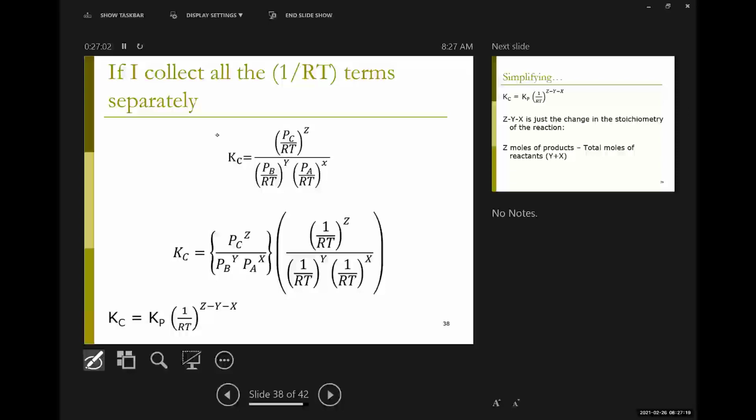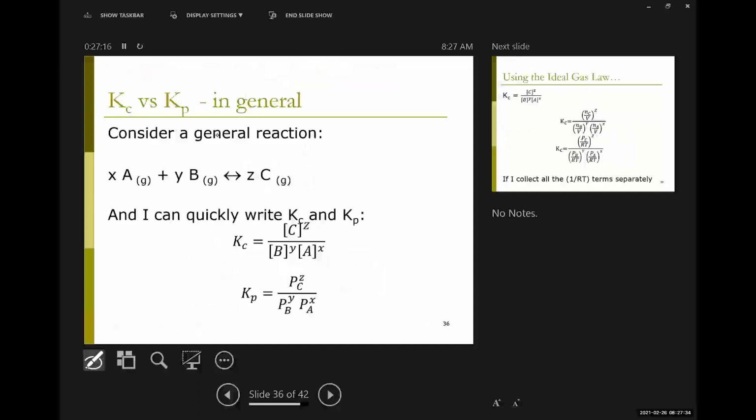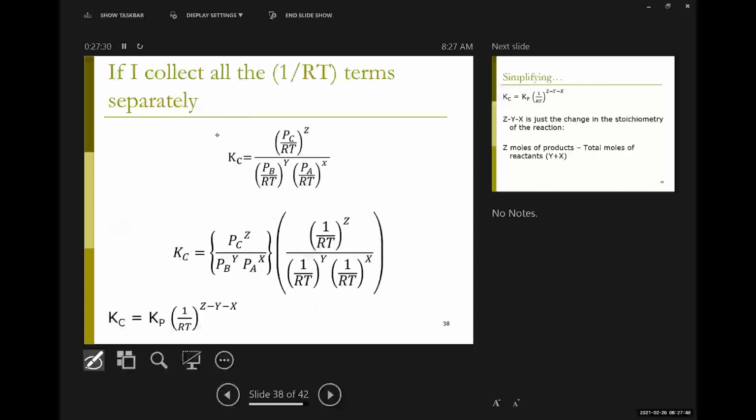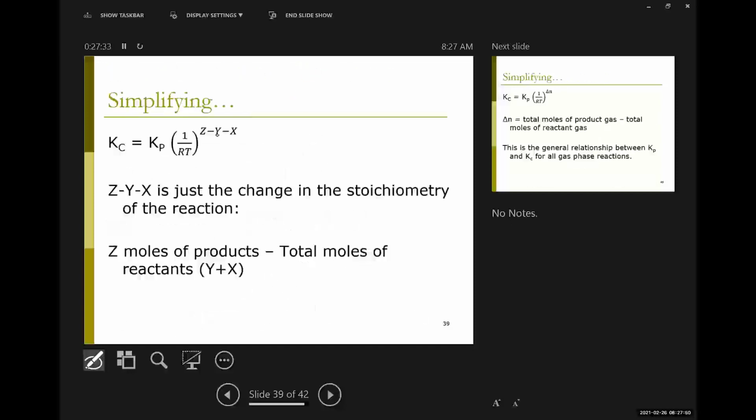And so if I combine them all, what I really have is a difference in stoichiometry. If you think in terms of the balanced equation, Z is the stoichiometry of the products, X and Y were the stoichiometry of the reactants. The number of RTs I need is the difference in the total stoichiometric coefficients of the products and reactants. And so the way this generally gets written is as a delta N.